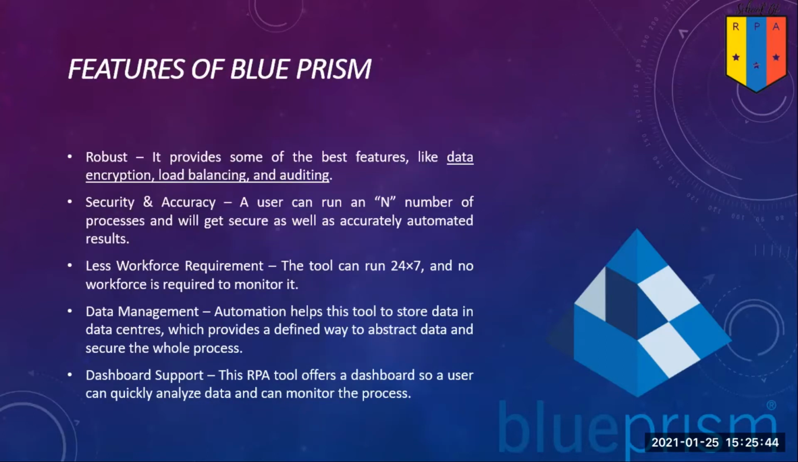Let's look at features of Blue Prism. Blue Prism is robust. It provides some of the best features like data encryption, load balancing, and auditing. It's very secure. A user can run n number of processes very securely and can do the automation securely and accurately.